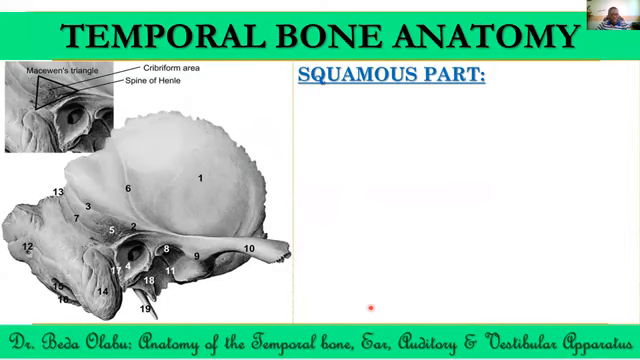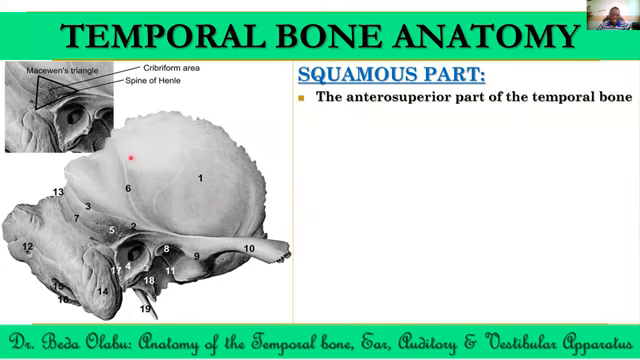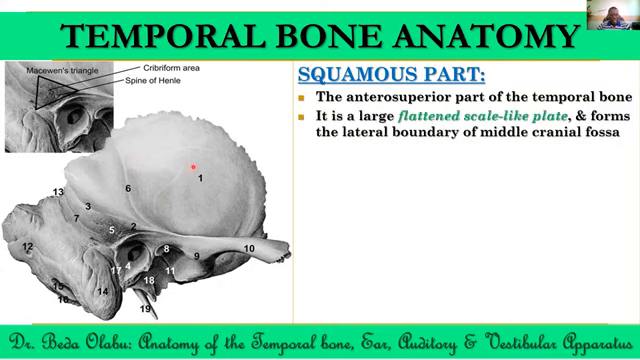Let's start with the squamous part, which is this part here. The squamous part of the temporal bone lies anteriorly and superiorly. So it's the anterior-superior part of the bone. It is very large, as you can see, and flattened like a plate. It forms the lateral boundary of the middle cranial fossa, which means that the parts of the brain which are in the middle cranial fossa will be lying medial to the squamous part of the temporal bone.